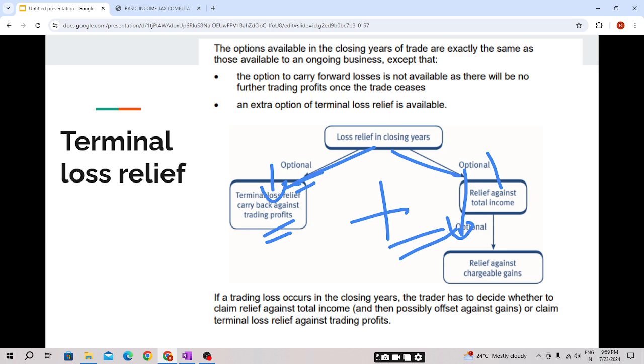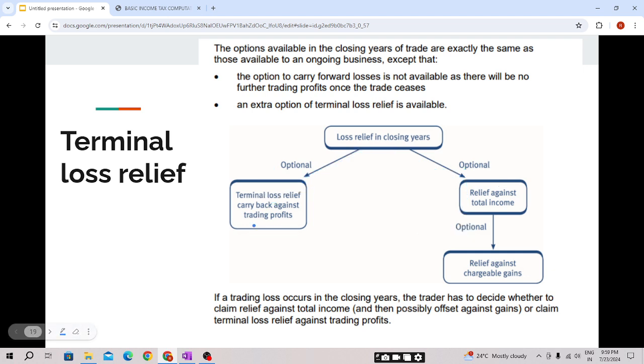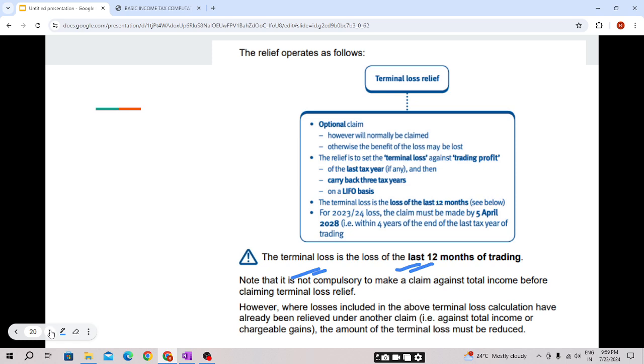And students, in opening trading loss we were setting against the total income, and the restriction also applies, a maximum of 50,000 or 25% of the ATI. But when coming to terminal loss relief, the loss will be set off against only the trading profit of the last 3 tax years. I hope this is clear.